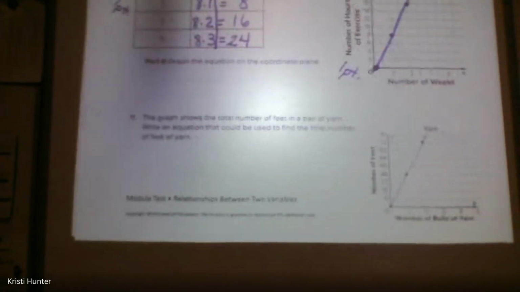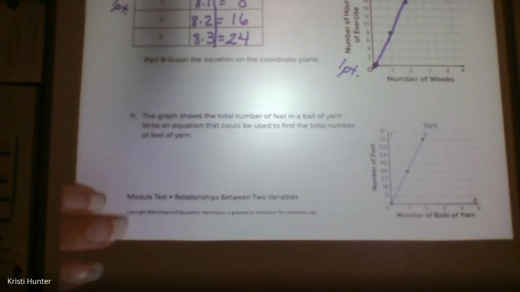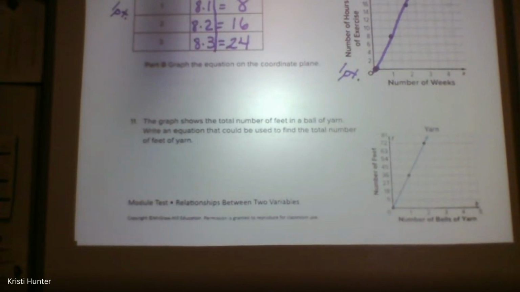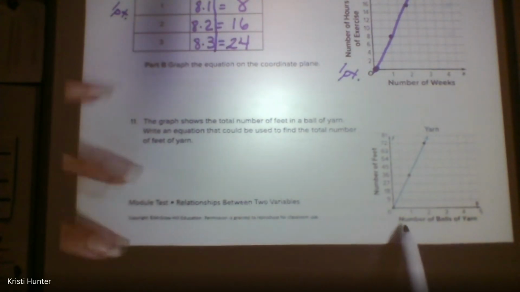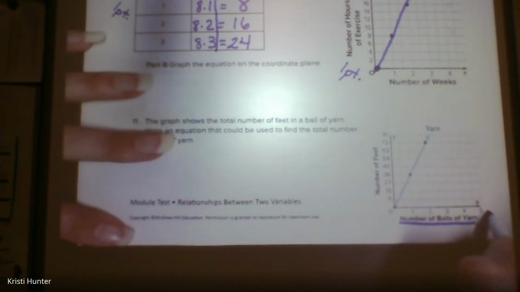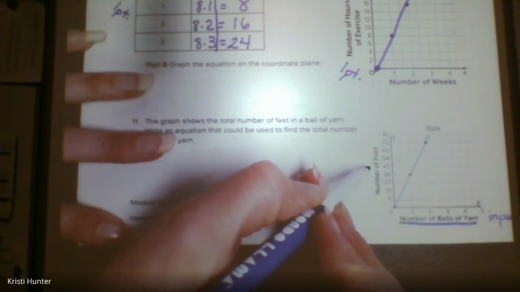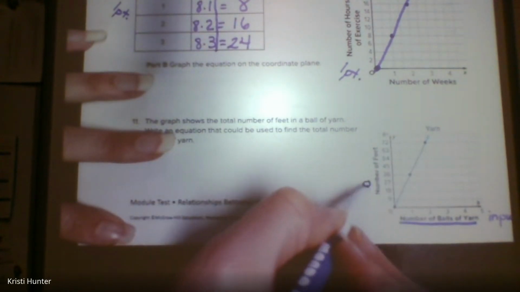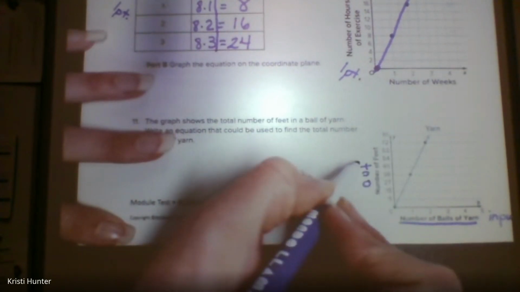We got one more graphing question down here on the bottom. Graphs were something that we added after we got our tables all filled out. So number 11, we're supposed to look at the graph and we're supposed to write the equation now. So this is the number of balls of yarn across the bottom. And we know this is always our input. And this is our output that's over here, the number of feet. So this is our output.